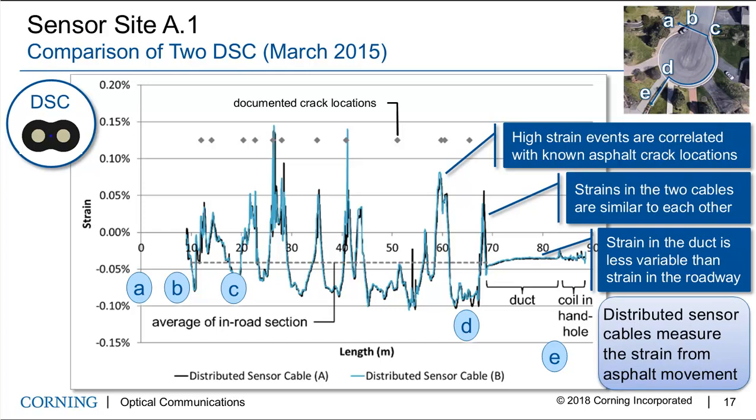And so from these, we can conclude that this distributed sensor cable really measures strain from the asphalt movement and not strain inherent in any particular piece of cable by itself. So the sensor cable couples the strain from the asphalt through that filling compound into the cable, the strength elements, and the fiber itself.